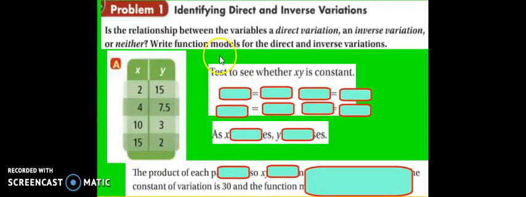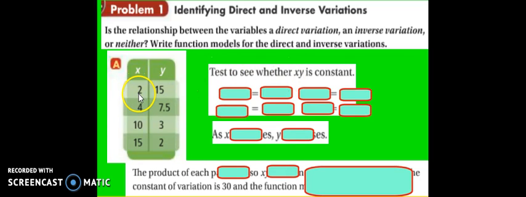In problem number 1, we're going to identify it as a direct or inverse variation, or neither. I'm going to look at my values of x. So I have 2, 4, 10, 15. As x increases, the value of y decreases. So they're going in opposite directions. So it is not a direct variation. To figure out if it's an inverse variation, I need to figure out my constants of variation.